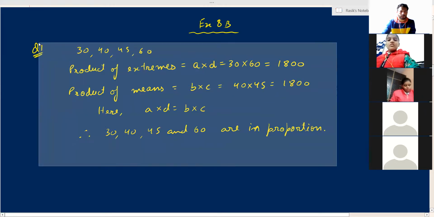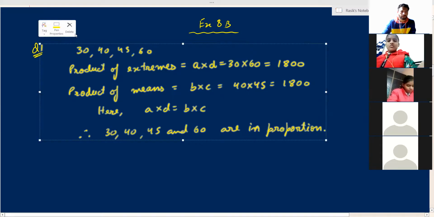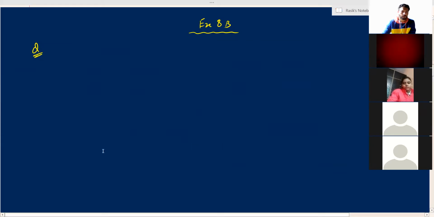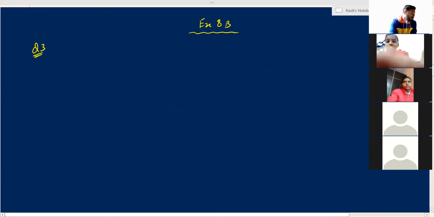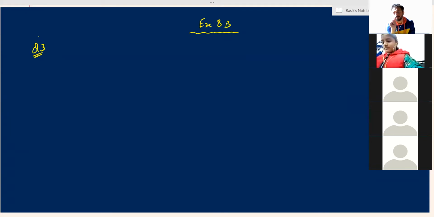Let's start with question number 3. As I told you yesterday also, we will be doing questions on all the concepts. We will do some similar type of questions also, but not all of them. In question number 2, where they have said to show that the numbers are not in proportion, you will do the same thing. You will find the product of means, you will find the product of extremes, and you will see that they will not come equal. So that means we can say that the numbers are not in proportion.